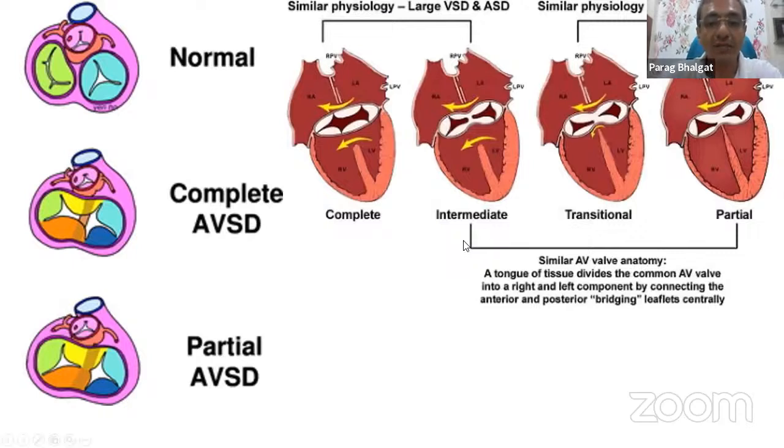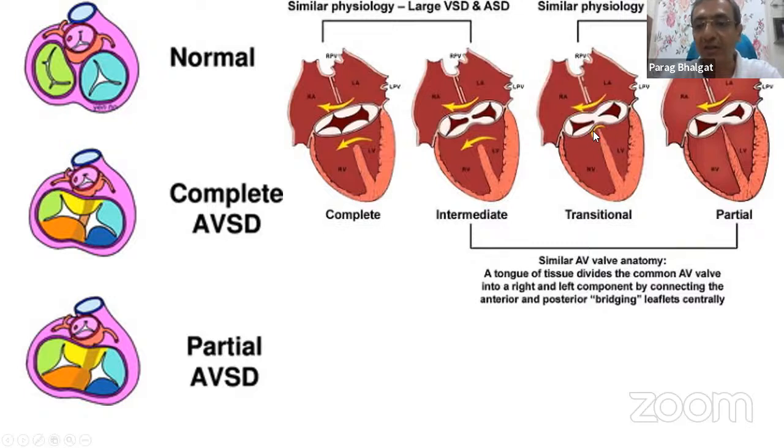So this is the long axis or four-chamber view. In partial AV canal, we can see a primum ASD. There is no VSD. Two valves are there, and there is a tissue connection separating the right and left AV valves.